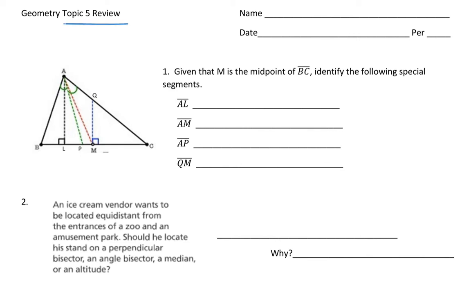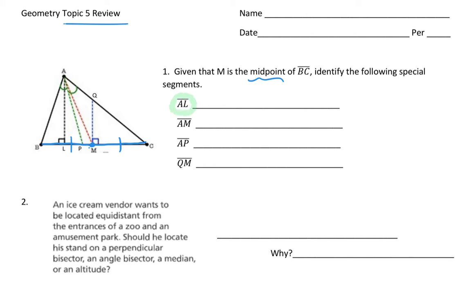Topic 5 review. Let's do this. Given that M is the midpoint, hi M, you're the midpoint. That means something to me, all right? So that means I would put little tick marks on this segment and this segment to show that M is the midpoint. So that'll be useful for things like medians and perpendicular bisectors that have to touch the midpoint.